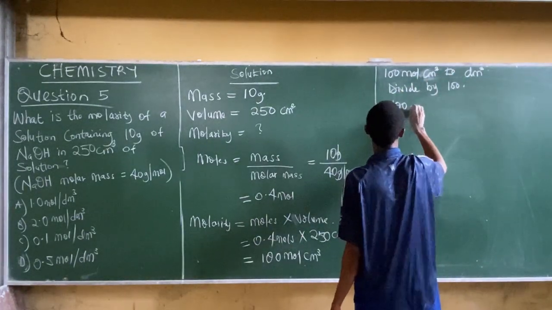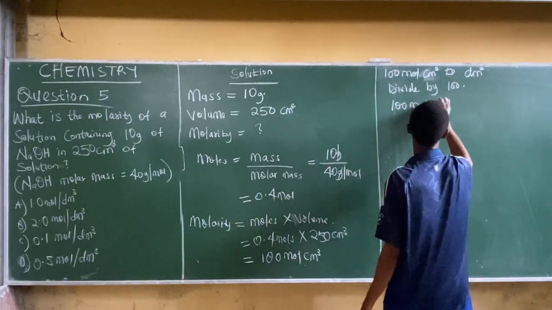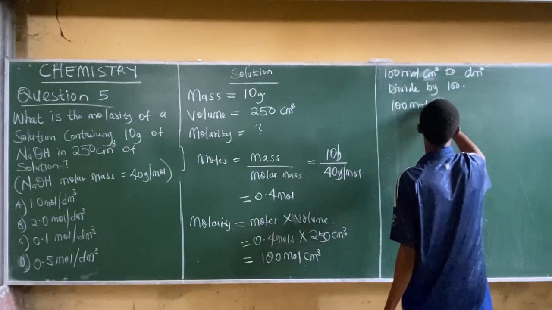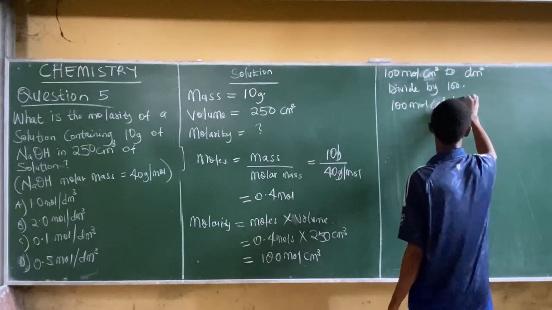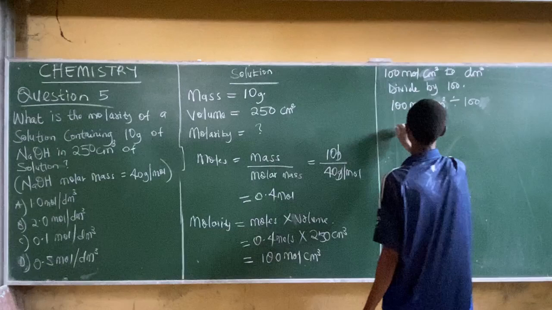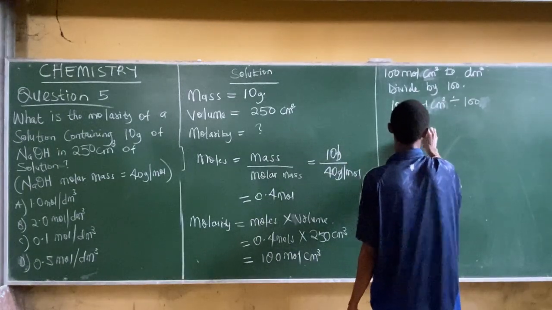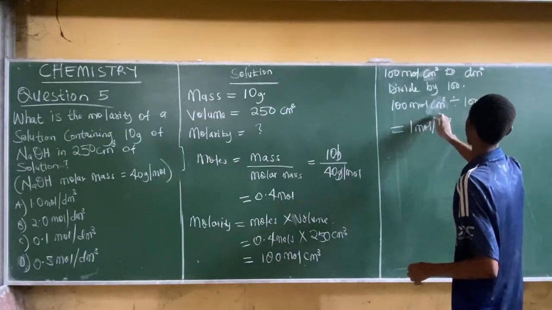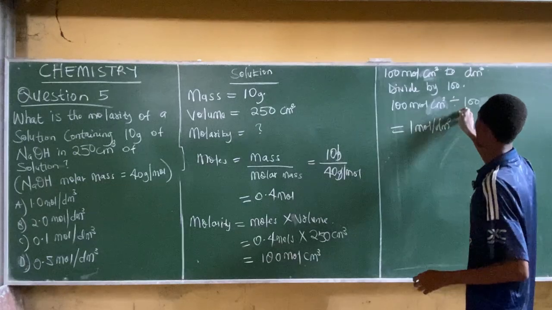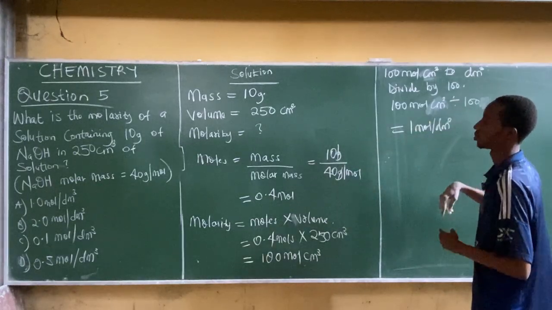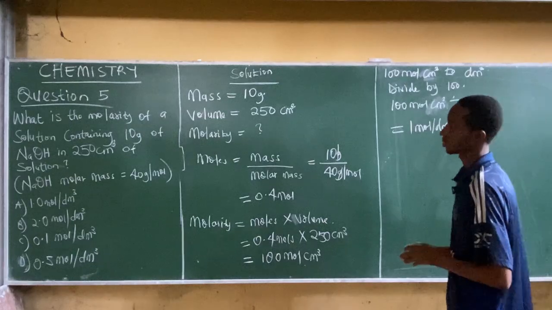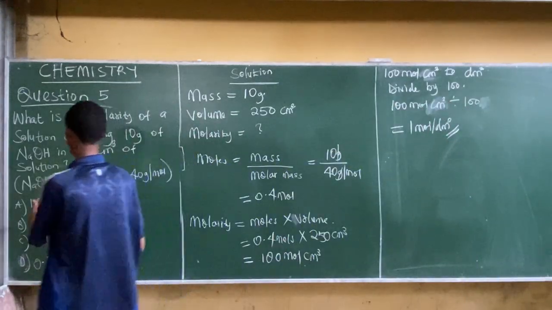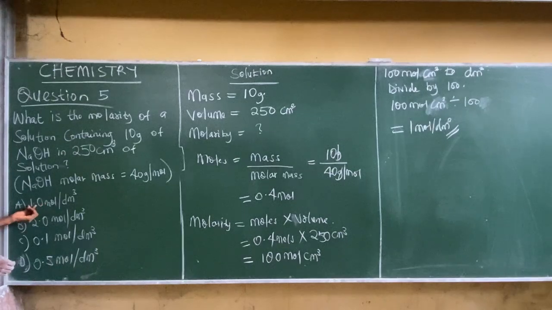Now 100 mole per cm cube divided by 100 will give us 1 mole per dm cube. Don't forget, we are converting from cm cube to dm cube, so we divide by 100. This will give us 1 mole per dm cube. This is our final answer. Now we come to the options. Option A is the correct answer because it has 1.0 mole per dm cube. So this is the correct answer, option A.